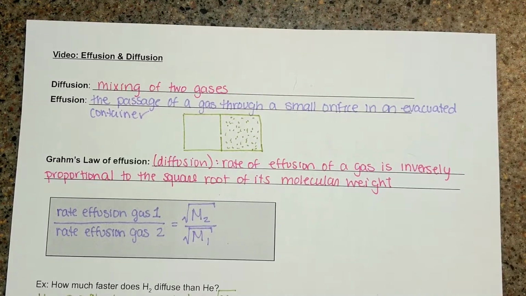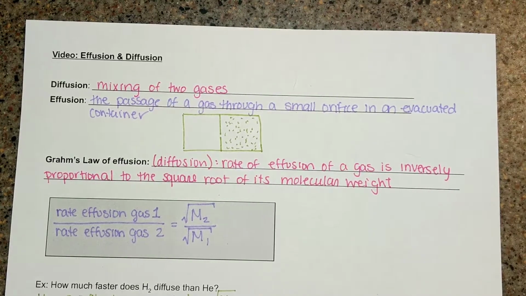This video is on effusion and diffusion. Two words that sometimes are used interchangeably, but they mean different things. Diffusion is the mixing of two gases, whereas effusion is the passage of a gas through a small orifice in an evacuated container.